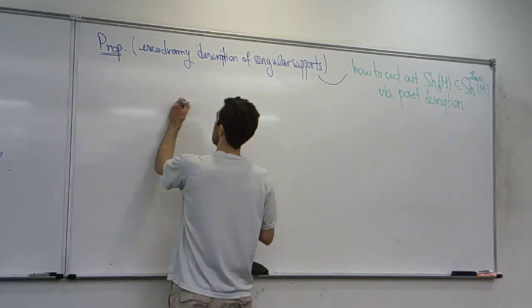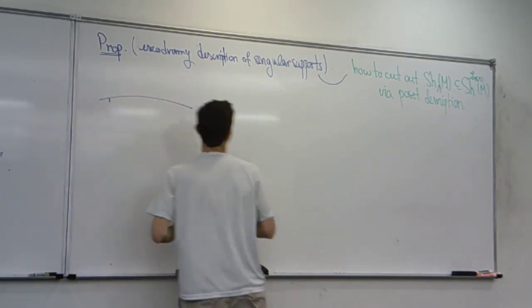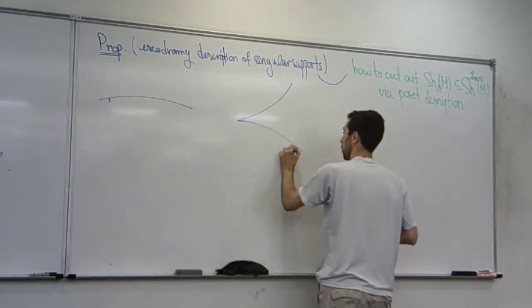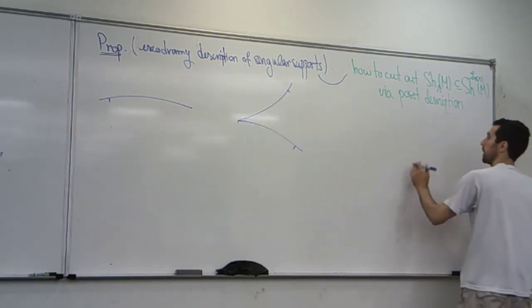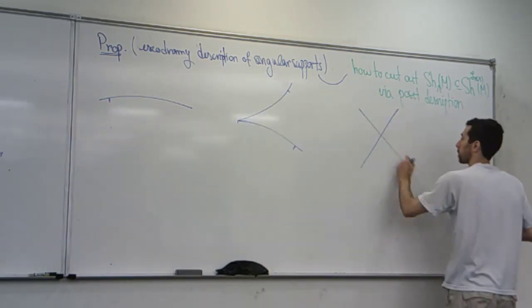So what are they? Well, say we have this local model in here. So now the orientation is very important. Now it's telling me the only direction that is allowed to be in the singular support.